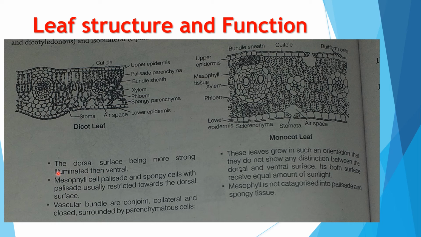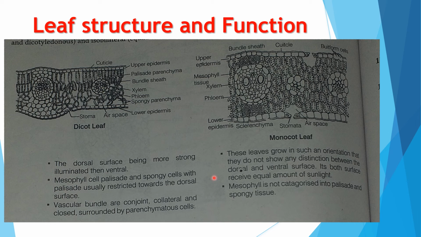The dicot leaf has a dorsal surface which is stronger and a ventral surface. The mesophyll cells and spongy cells are toward the dorsal surface, while the vascular bundle is conjoint and surrounded by parenchymatous cells. You can see this in the diagrams.